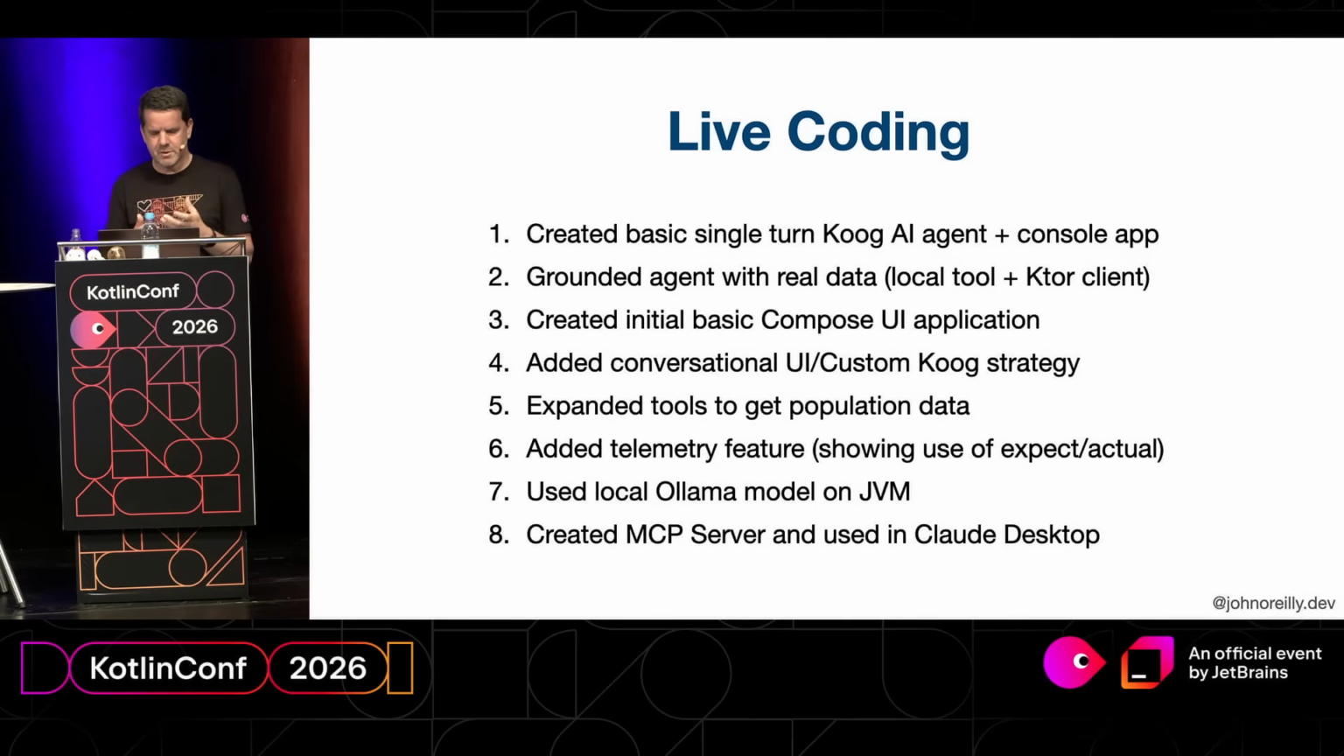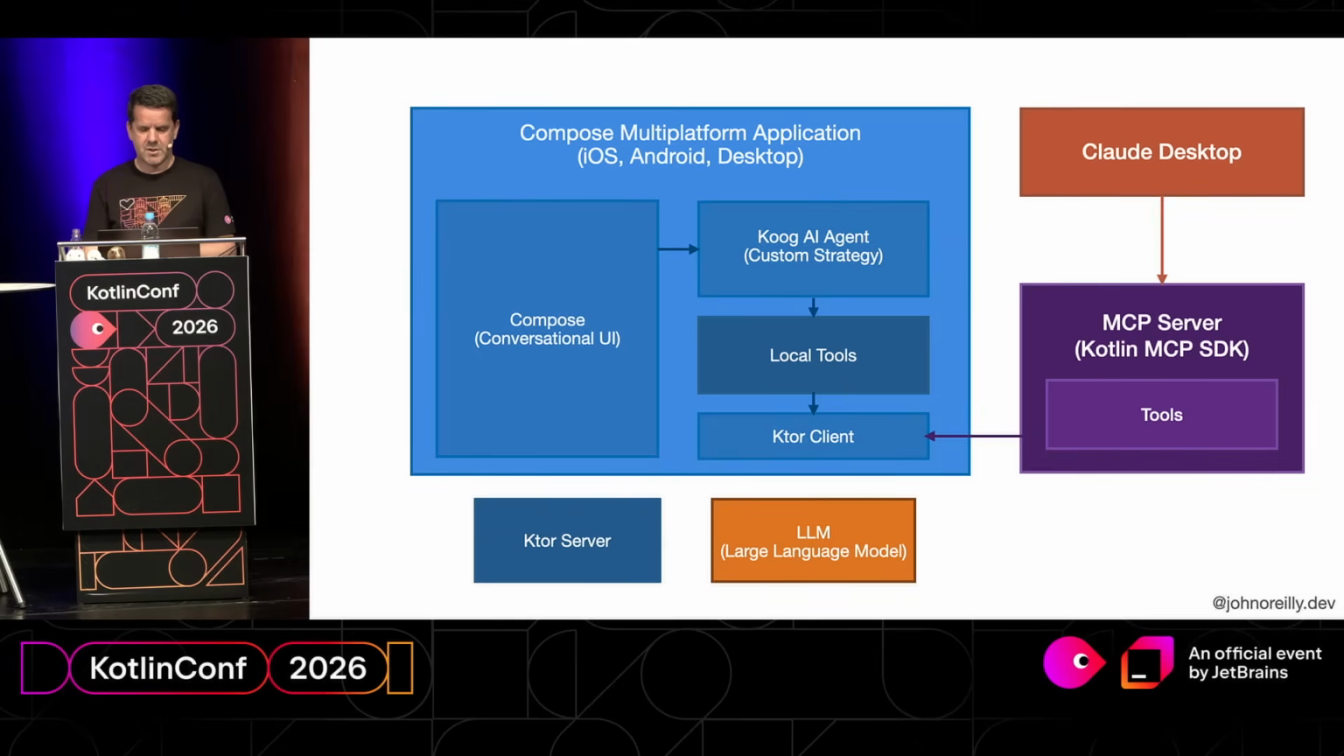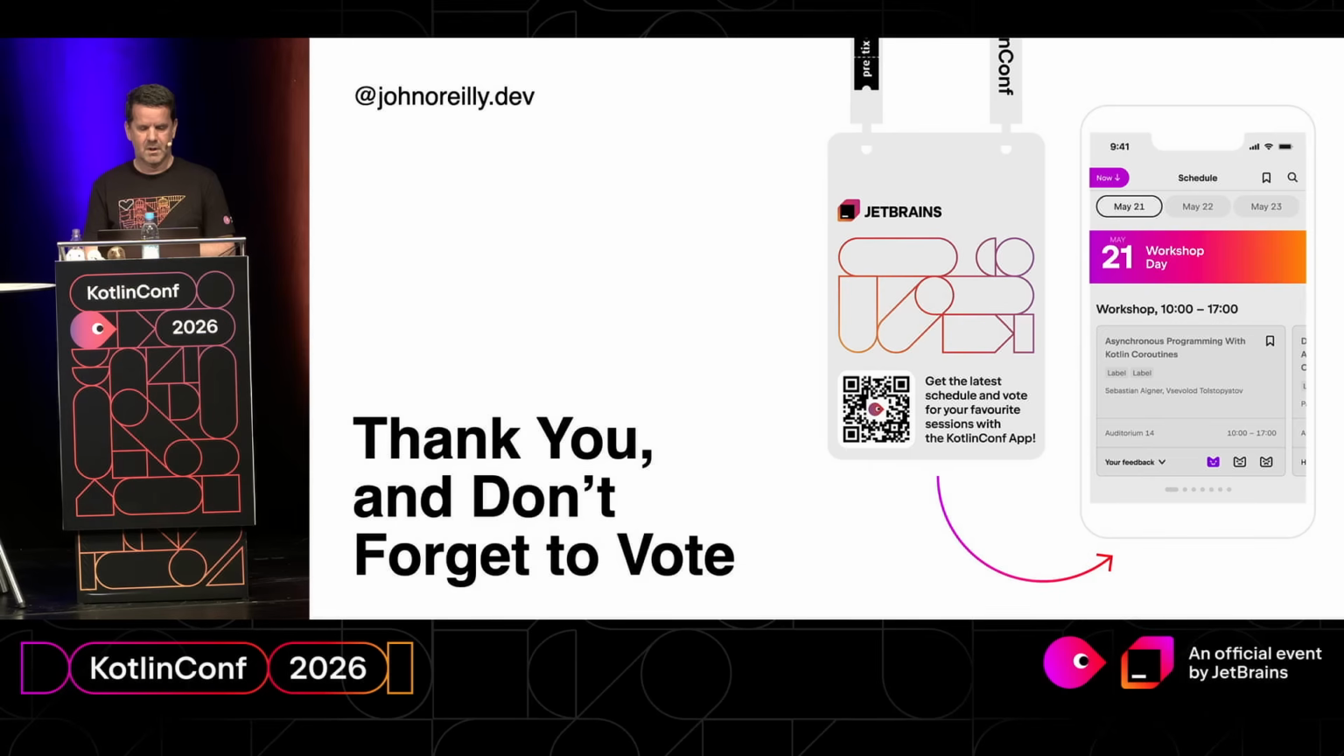We expanded the tools to support population data. We added the telemetry feature, also demonstrating use of expect/actual. We used a local model on JVM. We created an MCP server and used it in Claude Desktop. And as a bonus, we demonstrated the new Koog LiteRT support running on Android using a local model, using a Gemma model on Android. And just a quick recap on what we built out today. Thank you very much.